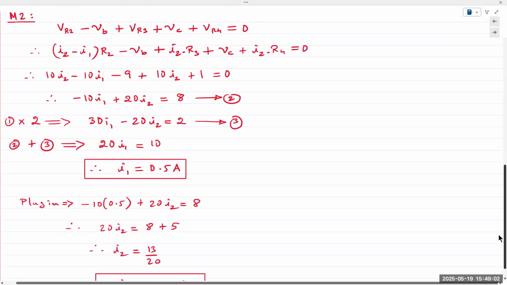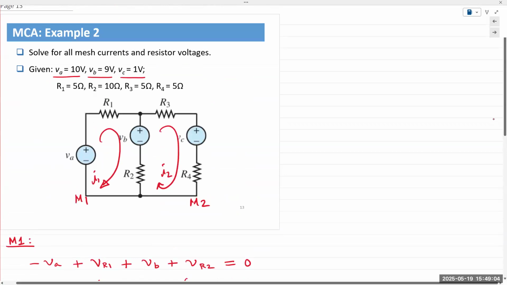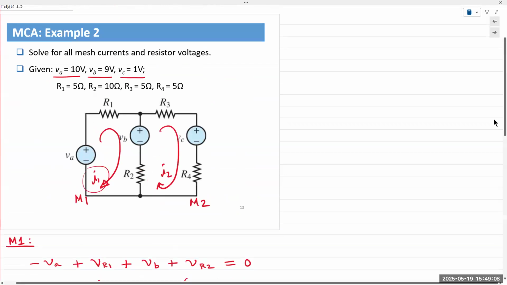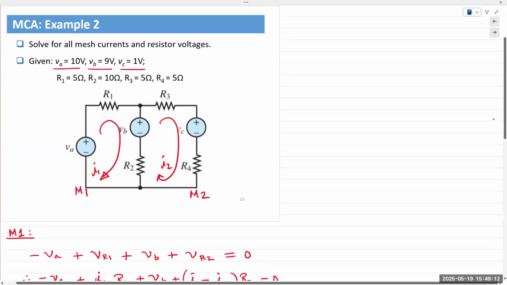All right. So now once you have the values for both I1 and for I2, you can calculate the branch current through R2. You can calculate the voltage across R1, R2, R3, R4. You can calculate the power. You can calculate anything and everything. Okay. So for instance, if I1 is 0.5 and if I2 is 0.65, what is IR2?